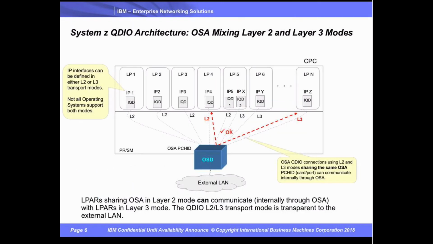Now in chart 6, I'm just illustrating these LPARs that are sharing one OSA, and I'm showing that they're connected using different modes, and that's okay. It may not be readily apparent, and it's not necessary. But I show an example here where logical partition 4 and logical partition N are connected to the same OSA using different transport modes. And OSA can allow them to loop back and communicate, sharing the same OSA internally. That works fine. They're in different transport modes, but OSA will translate those packets and forward them just fine. This is supported for OSA.